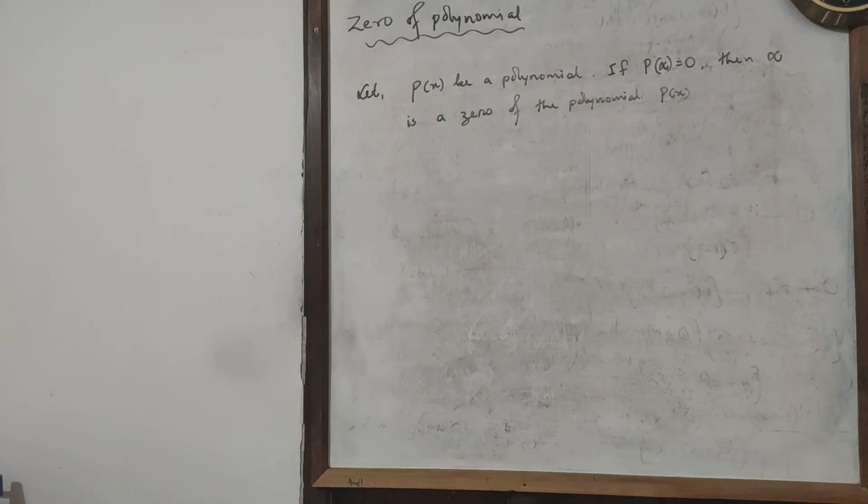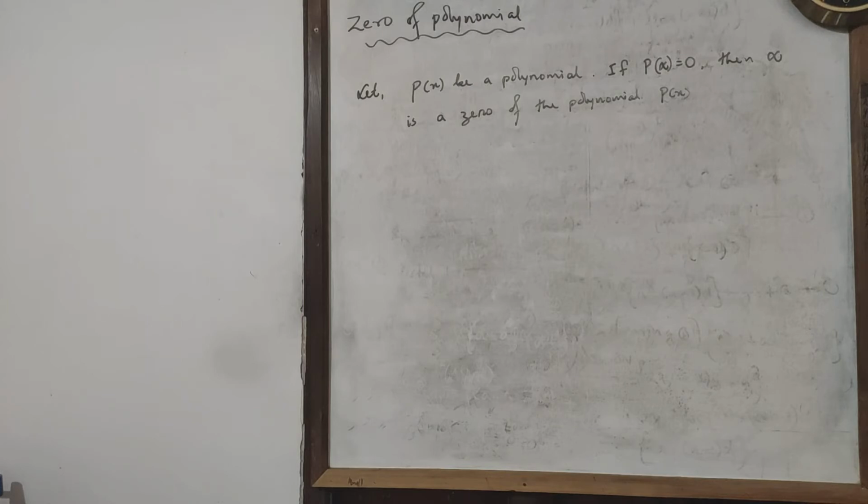That means finding the zero of a polynomial p(x) means solving the equation p(x) equals 0. If you are asked to find the value of the variable for which the polynomial becomes 0, that means if you are asked to find the zero of a given polynomial, you need to solve p(x) equals 0.